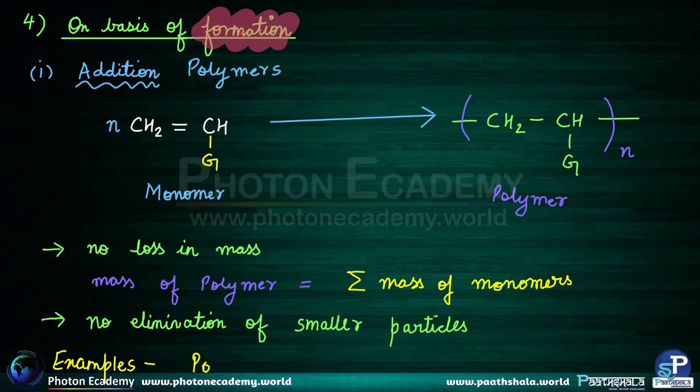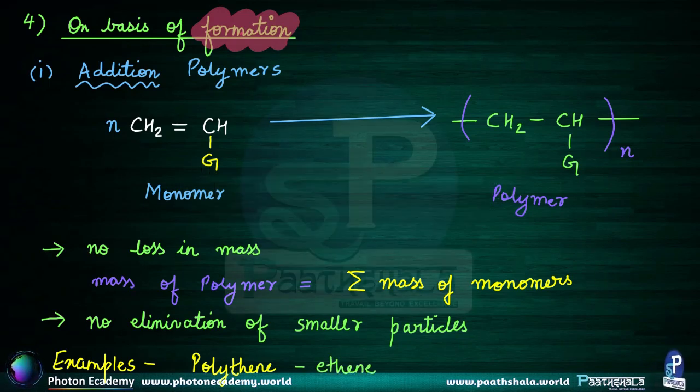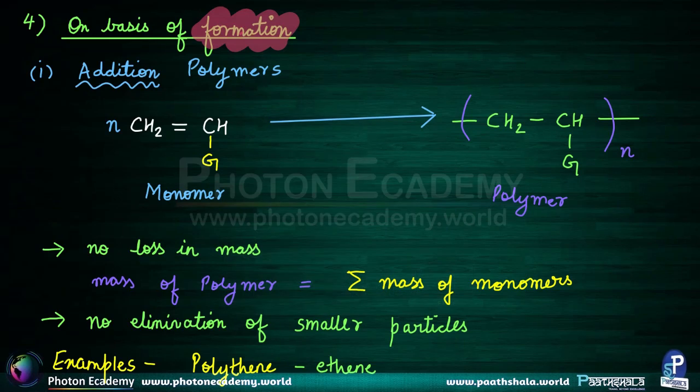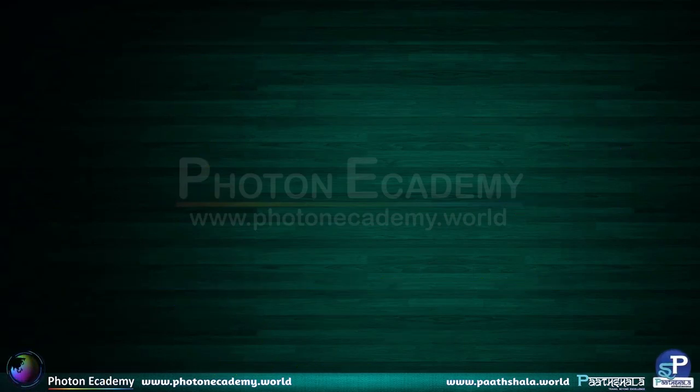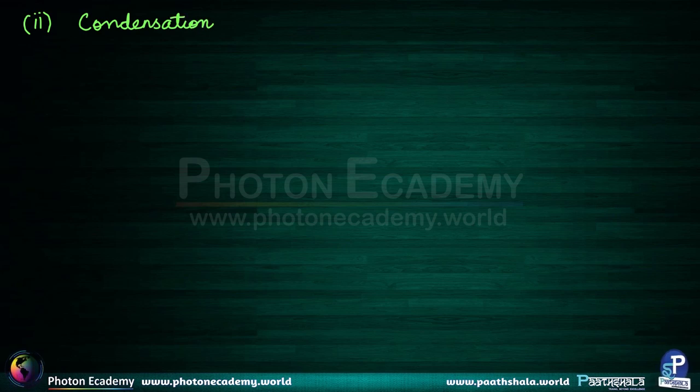So polythene, which we saw, was formed with the help of monomer ethene. So ethene on addition to itself gives polythene. Okay, there is one other example. We can form polypropene with the help of propene, and there are some other examples of these addition polymers. Now, the second category that we see on the basis of formation is condensation polymers.